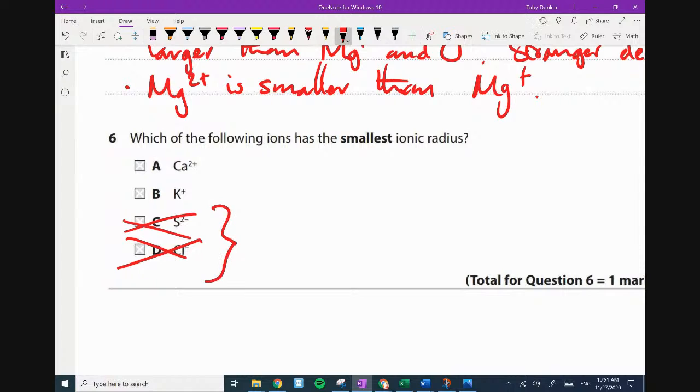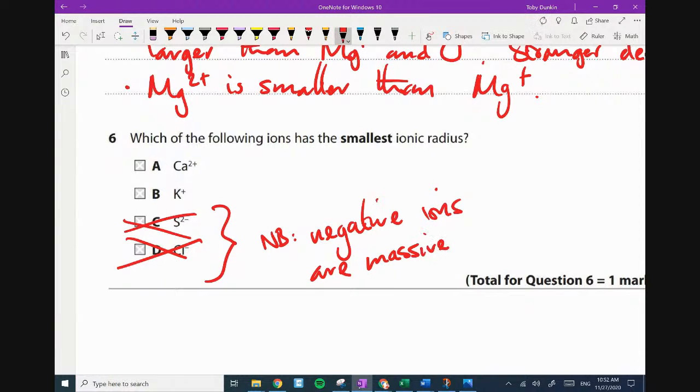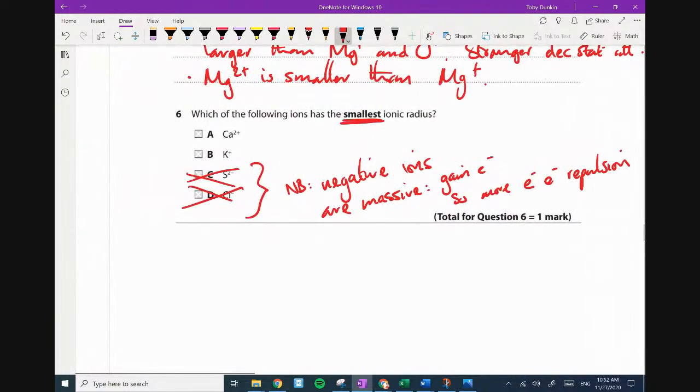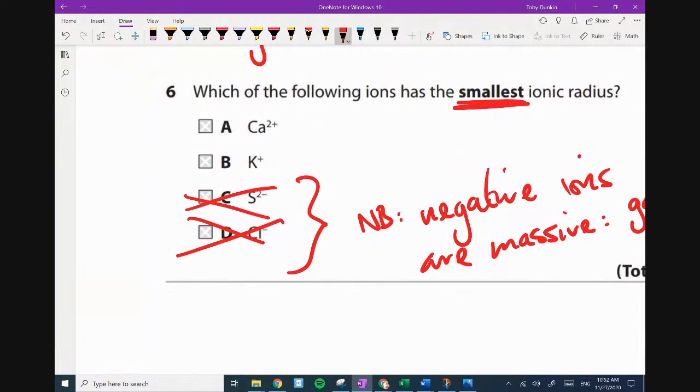We remember the nota bene here, negative ions are massive. They're massive because they've gained an extra electron. Gain an electron, so more electrostatic repulsion within the shell. So more electron repulsion, so they get massive. So immediately, if we're looking for the smallest, those two, no way.